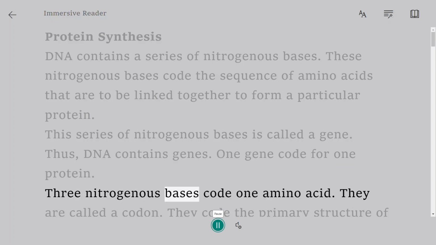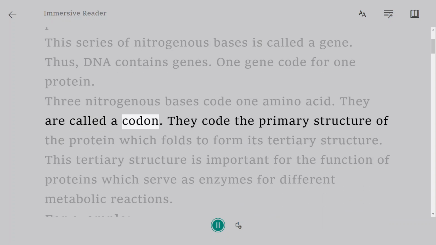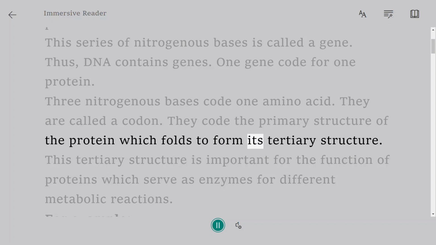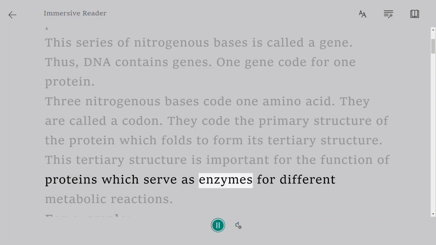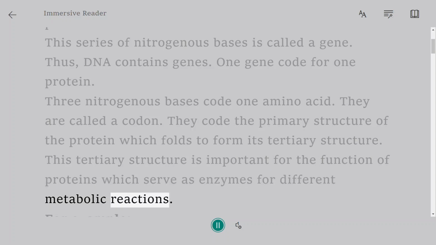3 nitrogenous bases code one amino acid. They are called a codon. They code the primary structure of the protein, which folds to form its tertiary structure. This tertiary structure is important for the function of proteins, which serve as enzymes for different metabolic reactions.